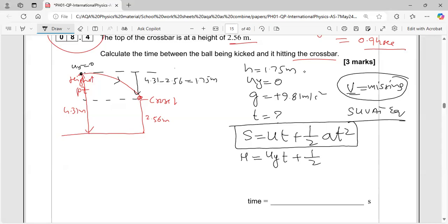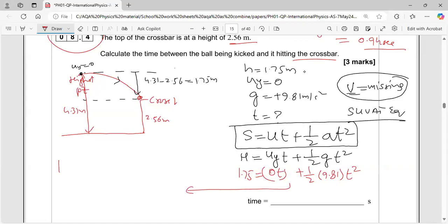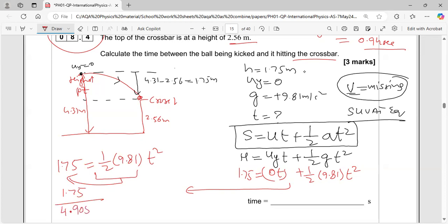When I say convert, it means you are replacing U with uy, a with g, and s with h. And now you have to put the values. So you know that the height is 1.75. This is 0, gone. 1 by 2, 9.81, and t squared. So 1.75 is 1 over 2 times 9.81 times t squared. So shift this to the other side, 1.75 over 4.905 equals t squared. Take its root and you will get the answer.